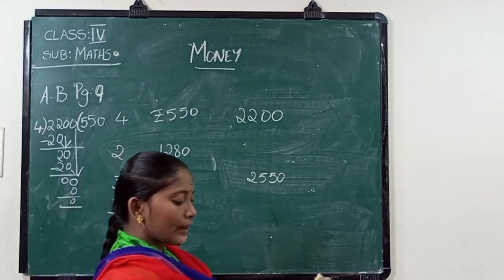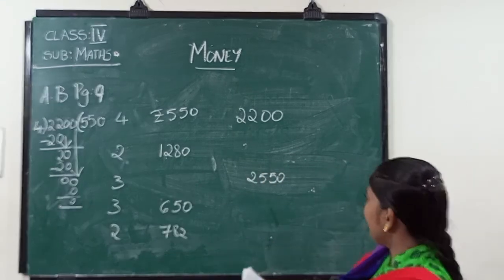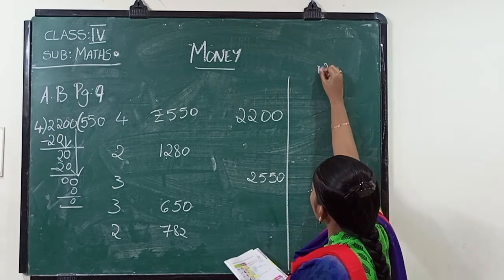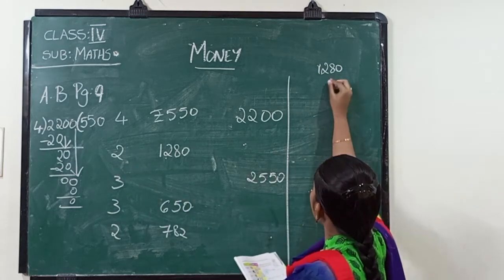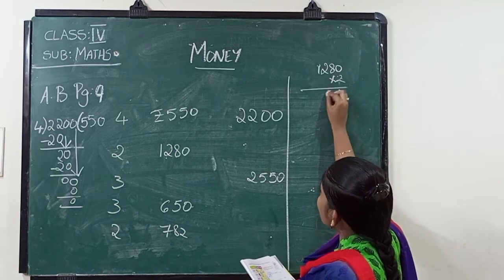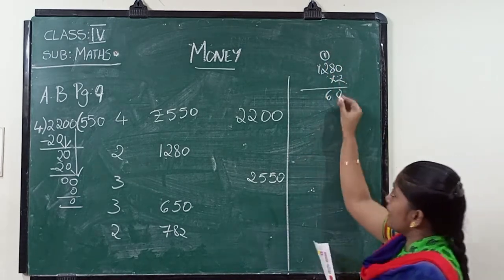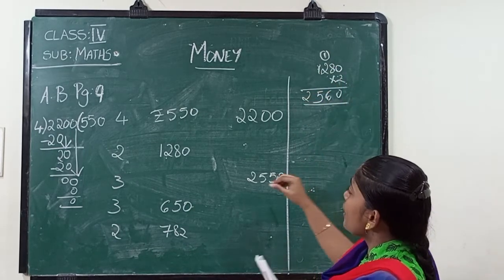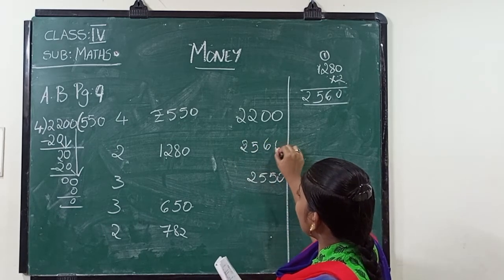Now the next one. 2 pants. Each pant cost is 1280. Here I am using a column. How many pants they bought? 2 pants, so multiply by 2. 2 zeros are 0. 2 8s are 16, 1 carry. 2 2s are 4 plus 1, it's a 5. 2 1s are 2. So how much is it? 2560.